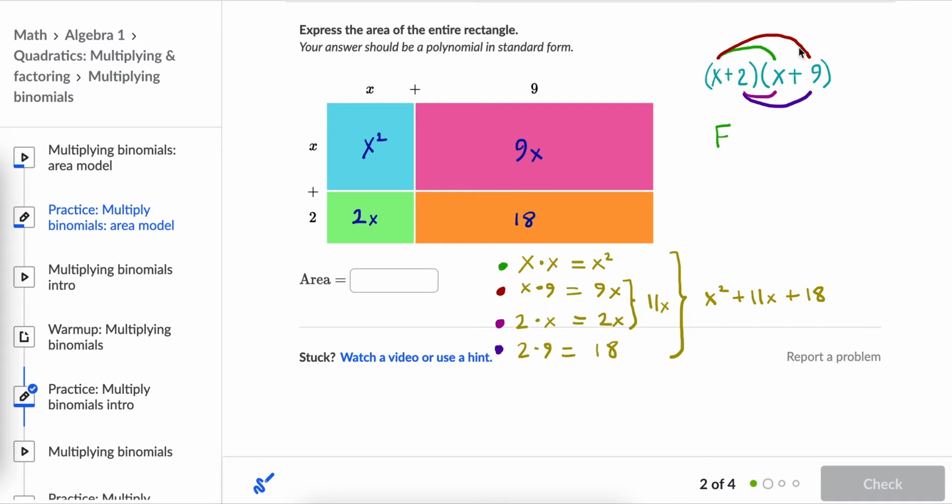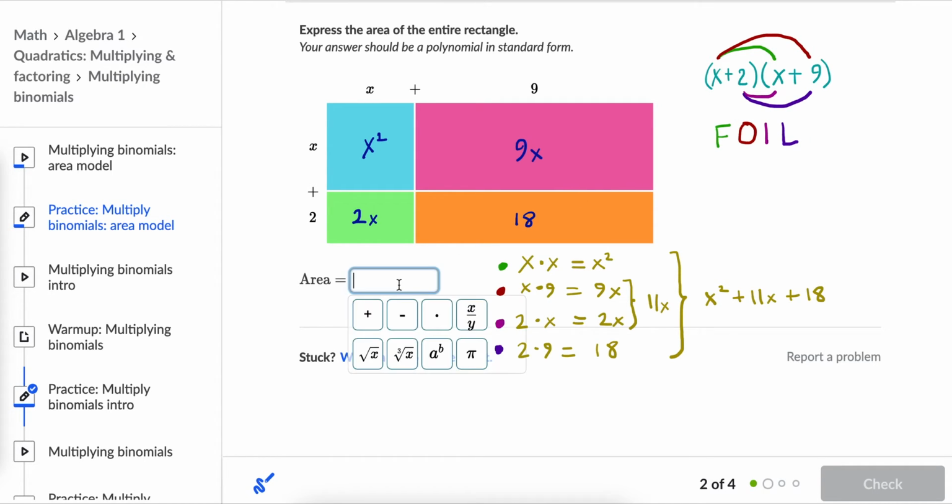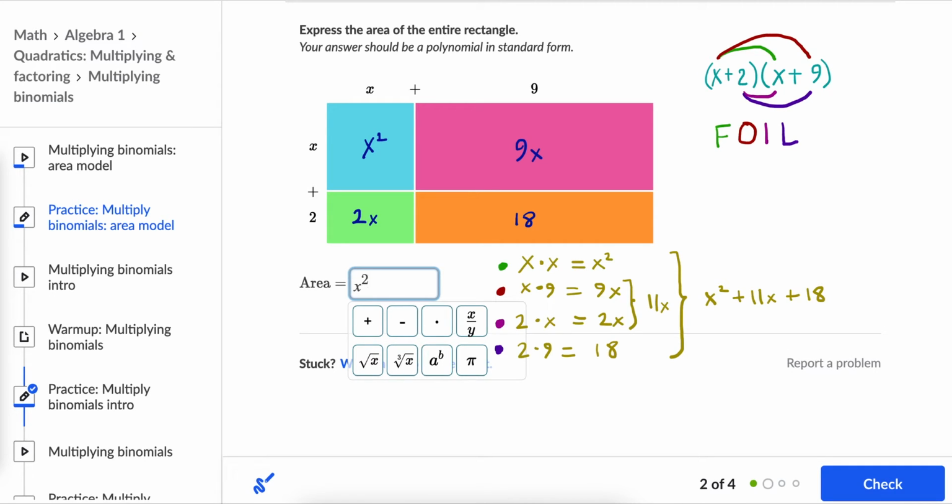Our x times 9, those are our outside terms. They're the outside when we look at the beginning and the end. And then our 2 and an x, those are the inside terms. And finally, our 2 and our 9 are the last terms in our binomials. This is all I want to show you real quick. Recognize there are 4 different multiplications going on here. We can get a trinomial from it by combining like terms. And in terms of the binomials, you'll see your first, outside, inside, and last terms. So this here is x squared plus 11x plus 18.